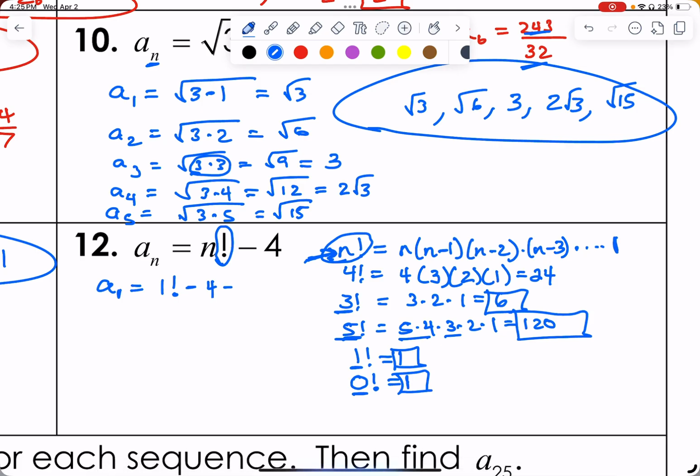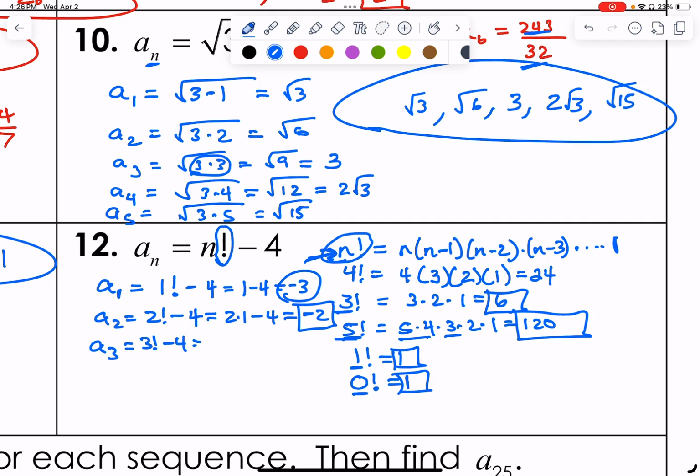So a sub 1 would just be 1 factorial minus 4, which would be 1 minus 4, which is negative 3. So there's the first term in the sequence. A sub 2 would be 2 factorial minus 4, which would be 2 times 1 minus 4, which would be negative 2. A sub 3 would be 3 factorial minus 4, which would be 3 times 2 times 1 minus 4, which would be 6 minus 4, which is 2.